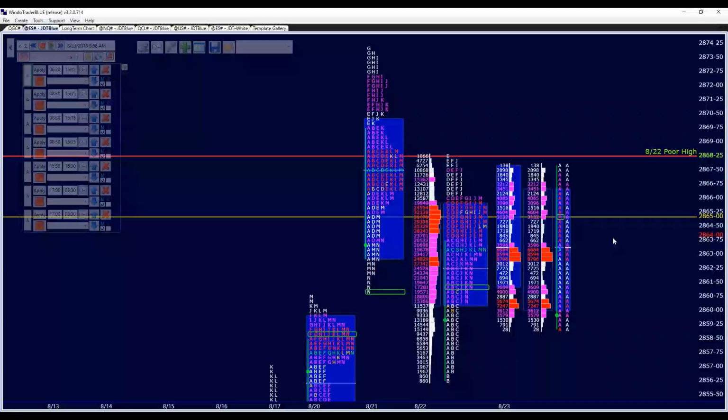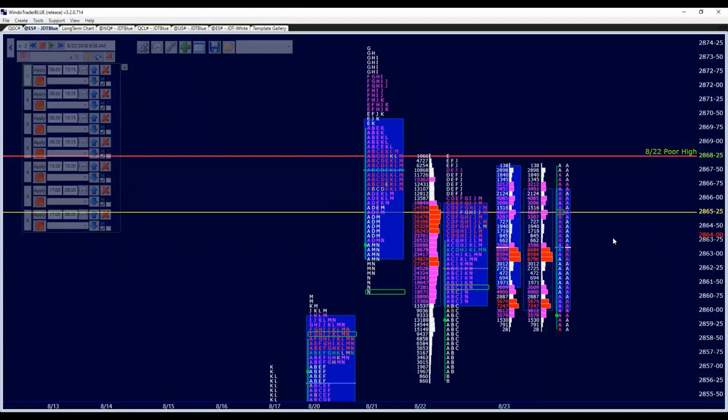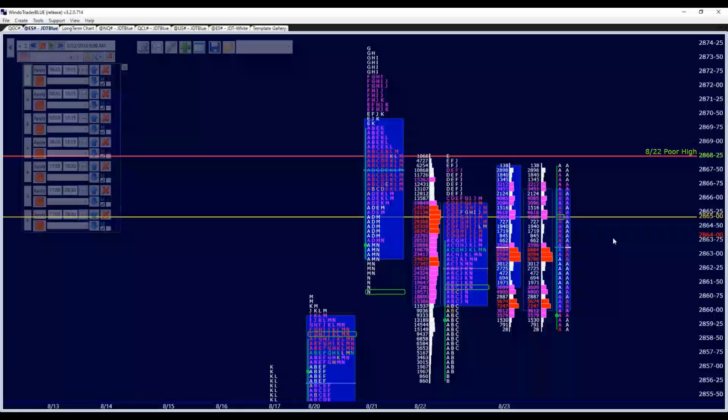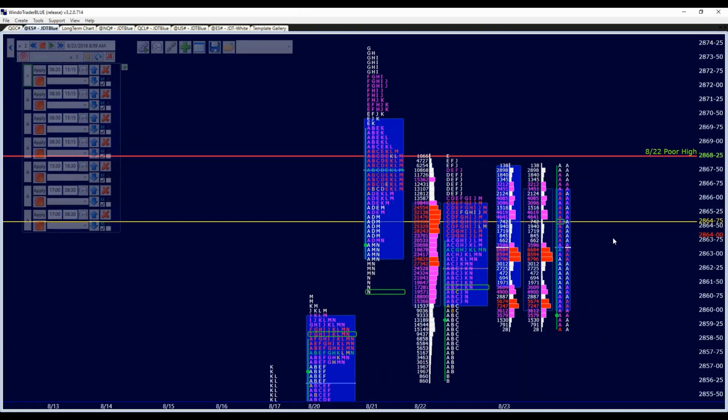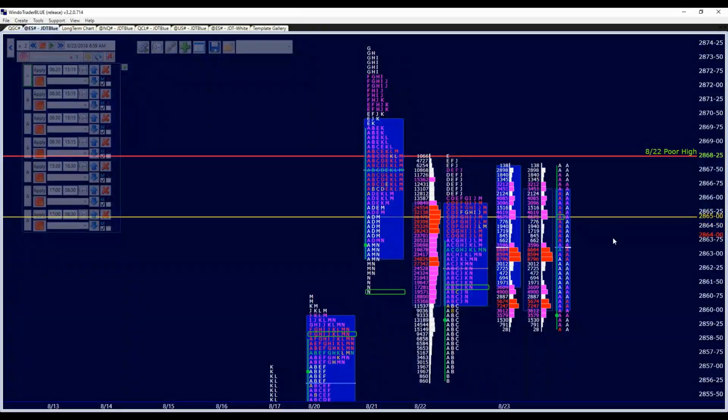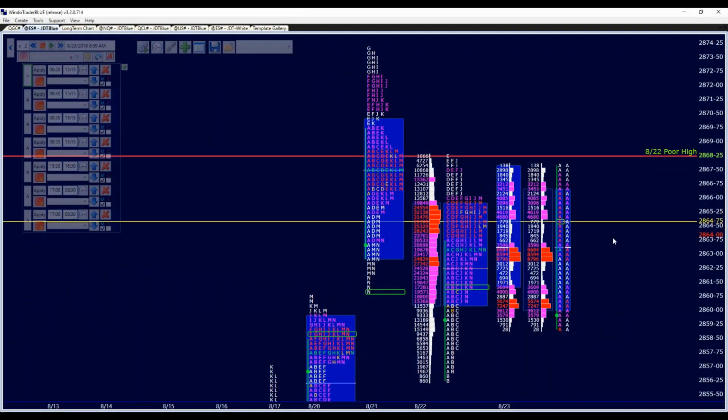Volume's one data point. It may not be relevant today, but it may be more relevant as we stack these data points together, just like the two poor back-to-back highs. Each were separate data points, but when you stack them together, they start to change the odds.